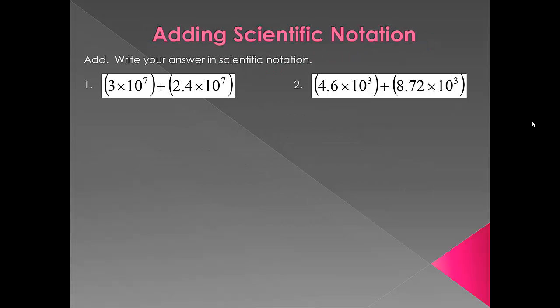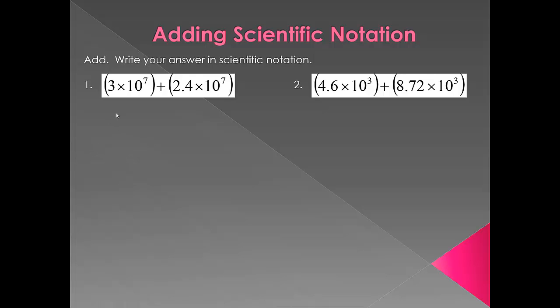First, we'll look at a couple of examples for adding scientific notation. We're going to add, and then we want to write our answer in scientific notation. So for number 1, we have the quantity 3 times 10 to the 7th power plus the quantity 2 4/10 times 10 to the 7th power. I have the same power of 10. I have 10 to the 7th power for both, so I can go ahead and add my factors.